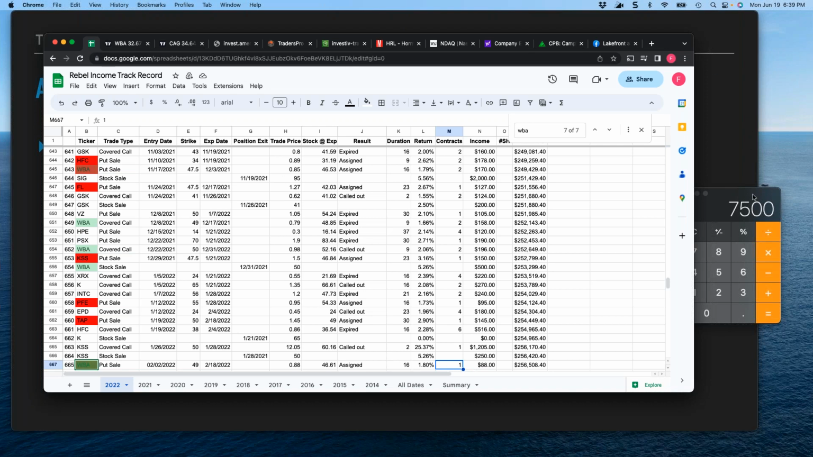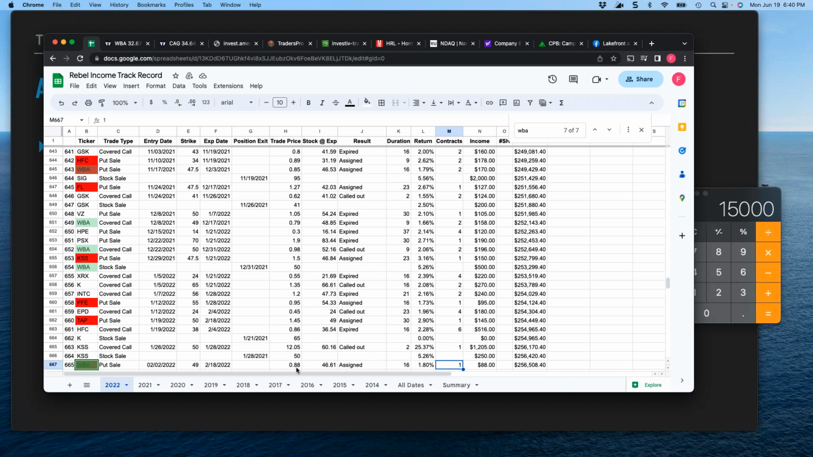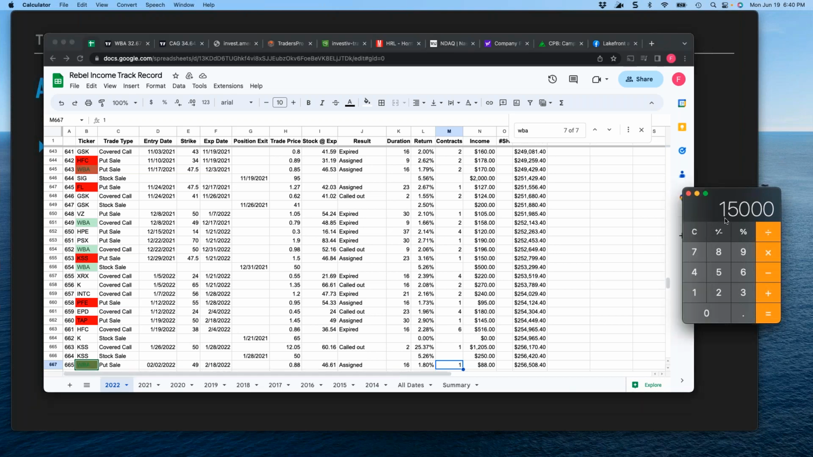Let's work with a little bit larger example account. Let's go with $500,000. This tiering system honestly does work a little bit better with larger account sizes. If we're working with $500,000, I use the same 3% threshold, that I'm about $15,000 per trade. With WBA on this put sale that I was assigned at $49, that means I could have sold up to 3 contracts on the initial put sale if I had wanted to.